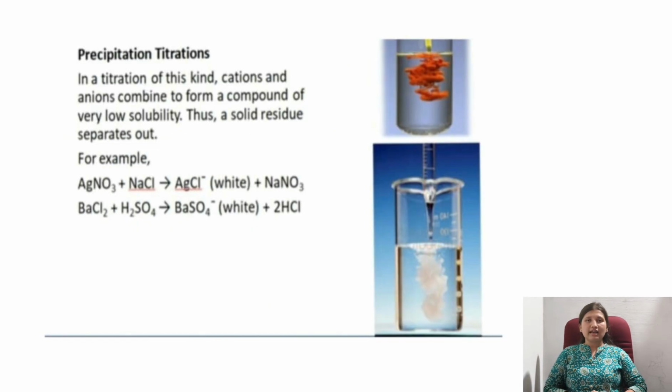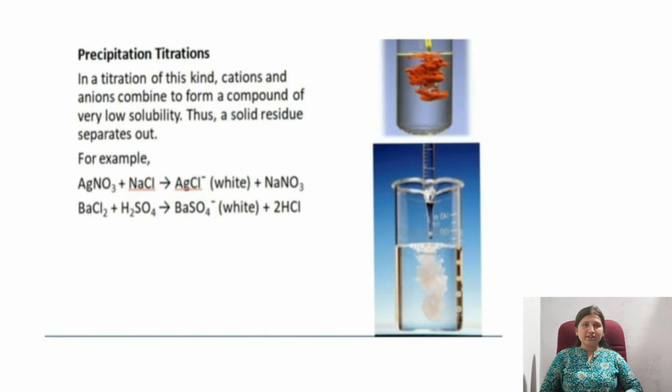Precipitation titration. In this kind of titration, the cation combines with the anion to form an insoluble residue, a compound with very low solubility. This is known as a precipitation titration. The example for the precipitation titration is: silver nitrate reacts with sodium chloride. It gives rise to silver chloride plus sodium nitrate. Silver chloride is a white precipitate formed in the precipitation titration. Barium chloride reacts with sulfuric acid. It gives barium sulfate as a precipitate plus 2 molecules of HCl.